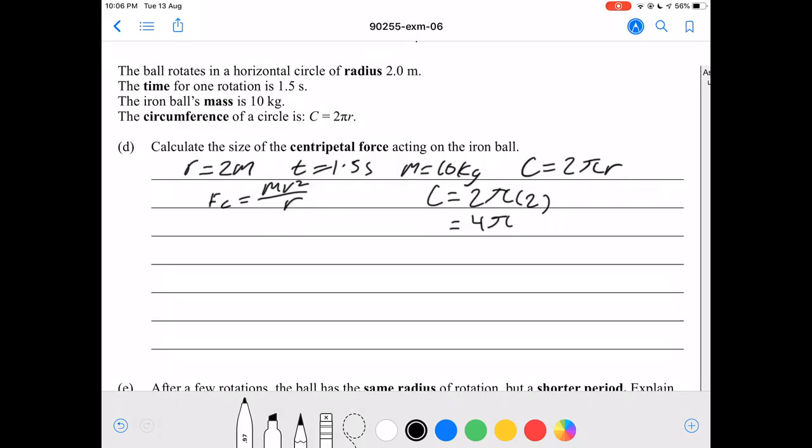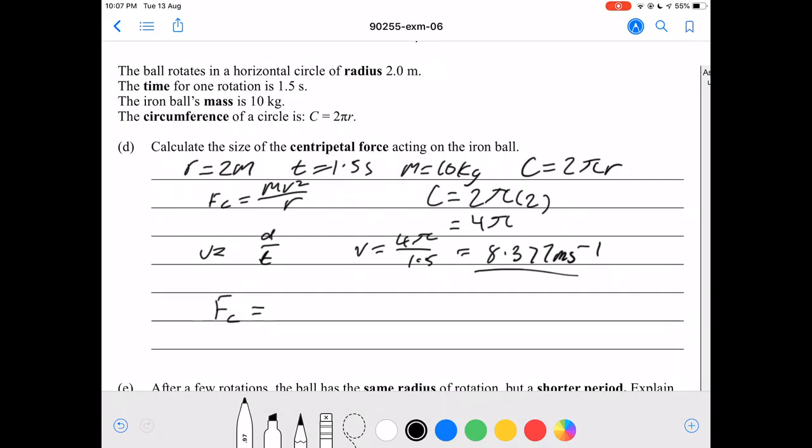So you know that v equals distance over time. So we know that v equals d over t. Therefore, v is 4 pi over 1.5. If you plug that into your calculator, 4 pi over 1.5, that gives us our speed as 8.377 meters per second. So now we can use this and substitute back into our Fc formula to find our Fc, our centripetal force.